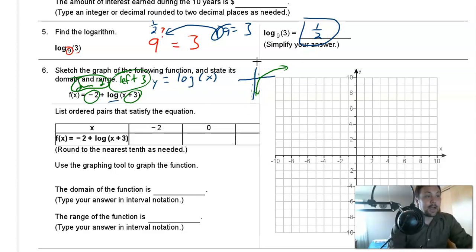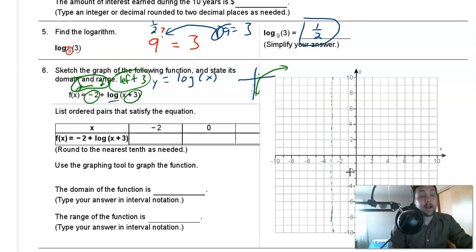Now, shifting this graph up or down does not move the asymptote. The asymptote would stay on the y-axis, but shifting it to the left 3 is going to move the asymptote from x equals 0 to x equals -3. So now the asymptote will be located here. In this particular problem, it doesn't ask you to specify what the asymptote is, but without having the asymptote in the graph, you're not going to draw the graph correctly.